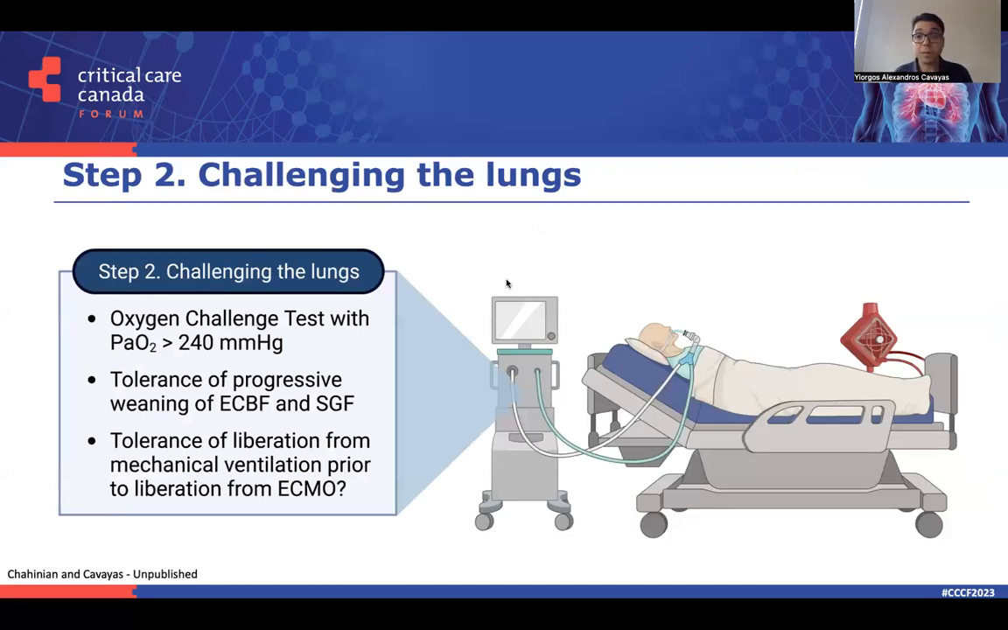Once we've established that the native lungs are starting to improve, the next step is to start challenging the lungs. As we will see in the next few slides, this can be done with the oxygen challenge test or by progressively decreasing the ECMO support, or by trying to extubate the patients while still on ECMO.